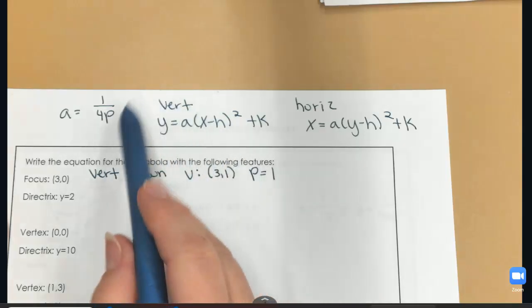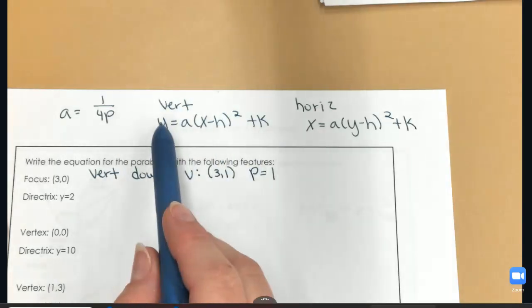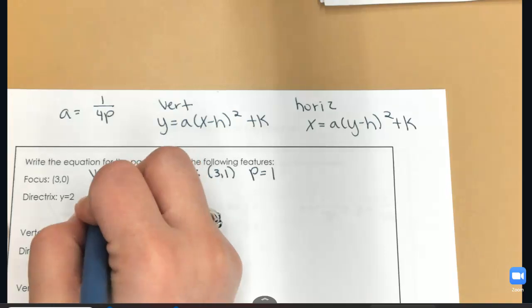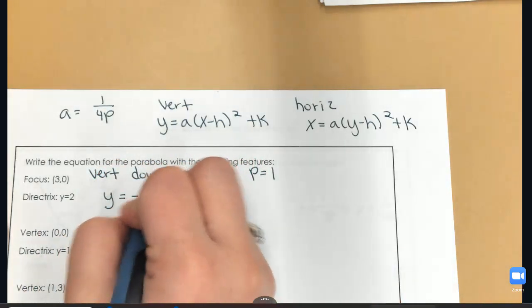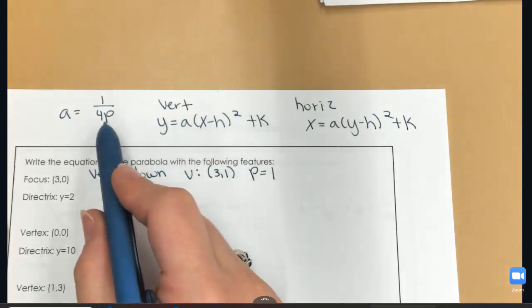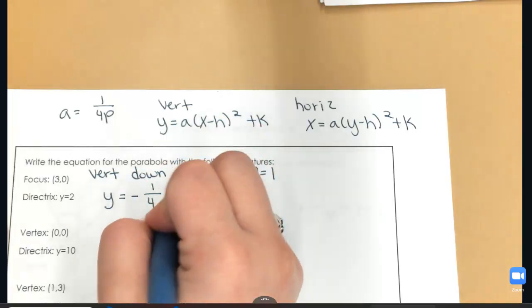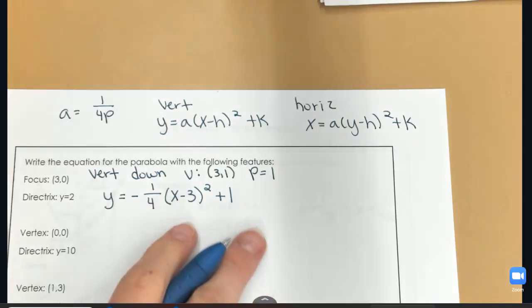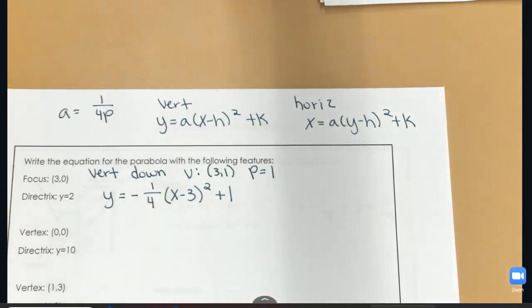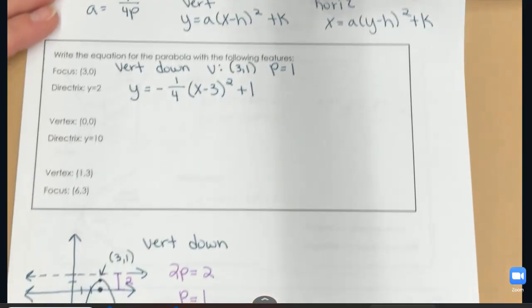That's everything I need to know in order to put the pieces together into this equation. So y is going to be equal to negative, because it's opening down, 1 over 4p, p is 1, times x minus 3 squared plus 1. The last two steps are putting in the coordinates for your vertex. All right, let's look at the next one.